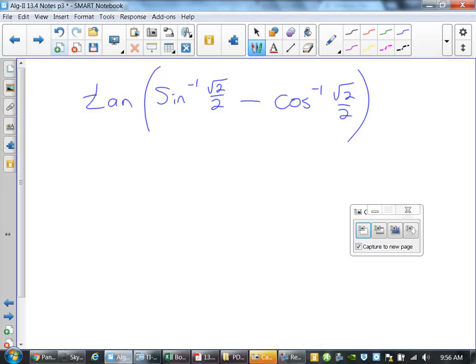Wait, didn't you for your tangent? Yeah, because remember, it means 0 radian also. 0 degrees is the same thing as 0 radian. Okay?